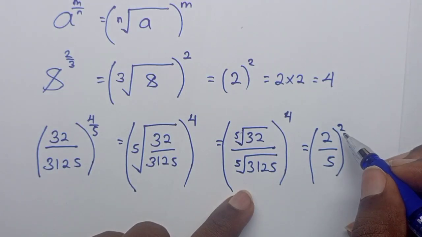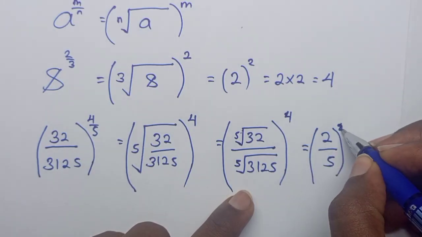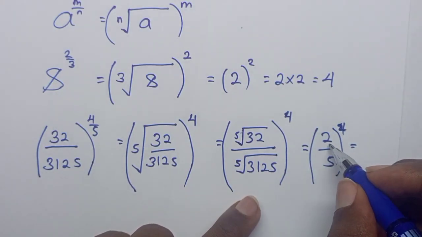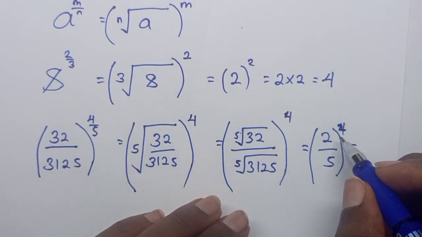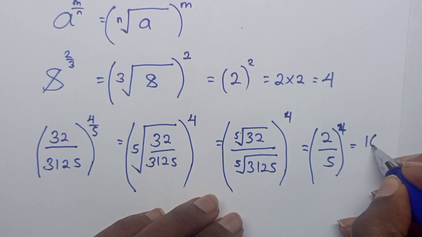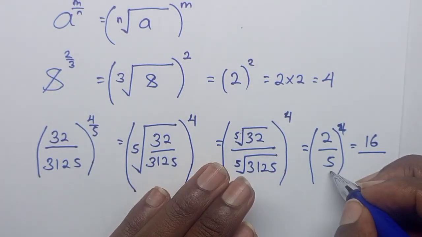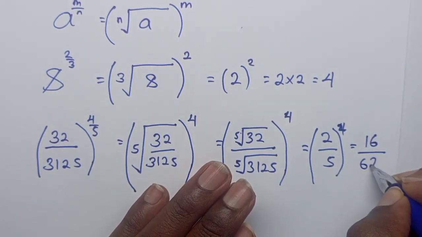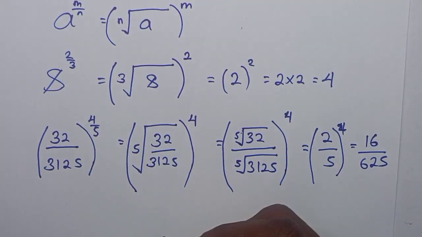2 to power 4 is 2 times 2 times 2 times 2, 4 times. So 2 to power 4 is 16 over 5 to power 4. Multiplying 5 by itself 4 times gives us 625. So that's how you deal with fractional powers.